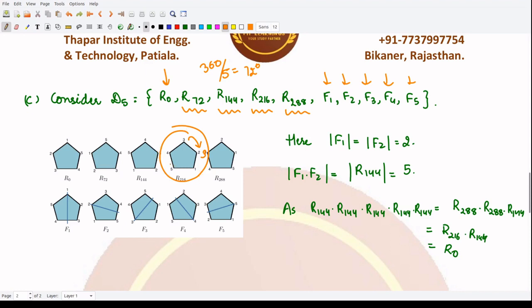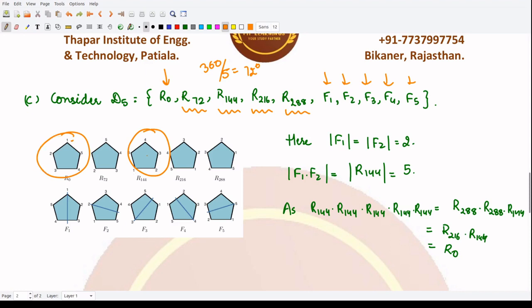I am sorry, what I did, I performed R216 and R288. Instead of doing that, we have to do R216 with R144. So let's do it again. So R216 is this one, right? This you know, and R144 is this one. Now here on R144, what is the difference between R0 and R144? Here you see this has been shifted 2 places in the anti-clockwise direction. This is what has happened.